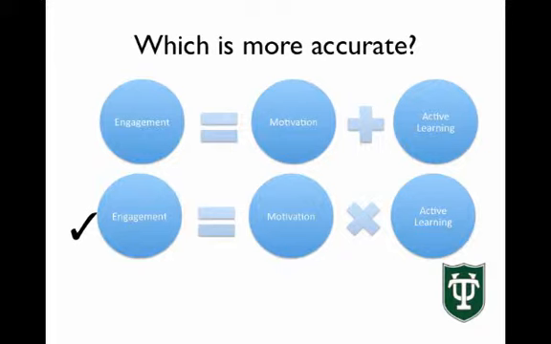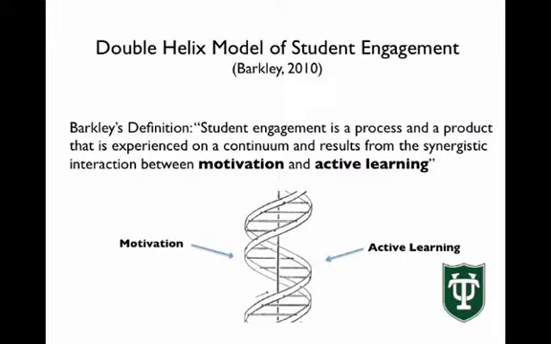Bartley presented the double helix model of student engagement. She moved away from the model of two circles and the intersection of motivation and active learning to a model of a strong relationship between active learning and motivation. I will talk about it more in the next couple of days. She also provided a definition: student engagement is a process and a product that is experienced on a continuum and results from the synergistic interaction between motivation and active learning.